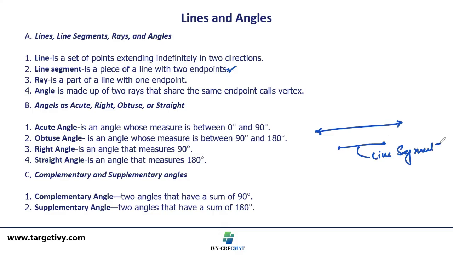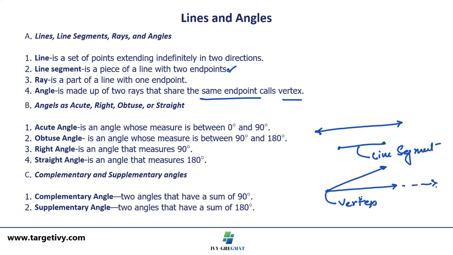On the contrary, a ray is a part of a line with one endpoint. So a ray has one endpoint and it extends indefinitely. So if I do it like this, it is a ray. Now, what is an angle? An angle is made up of two rays that share the same endpoint, called the vertex. So this is the vertex. Fair?